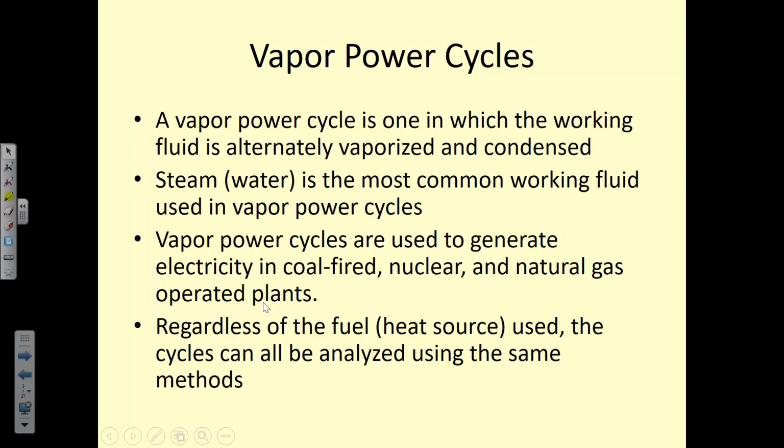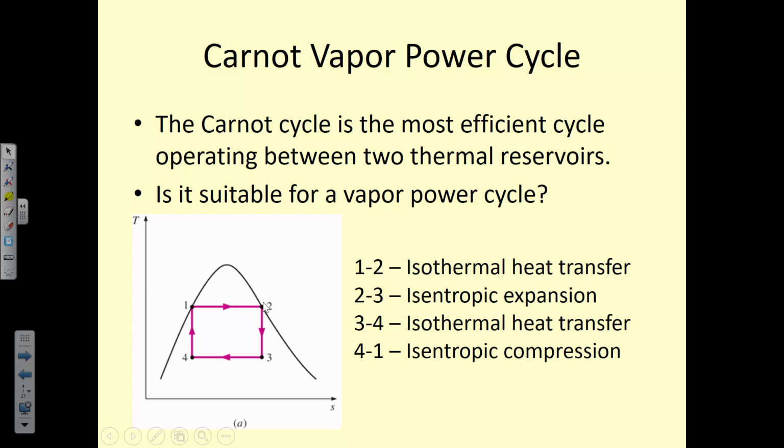Regardless of what heat source is used, the cycles are analyzed in the same way. All we do with that heat source is treat it as a Q in, and we can analyze it assuming that there's heat coming from some source. We don't necessarily need to know what we're burning or how we're burning it, just that we are receiving heat.